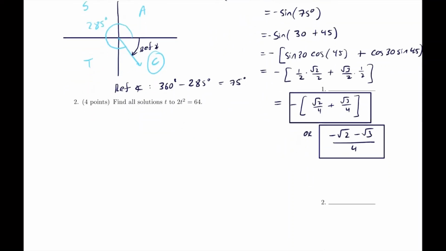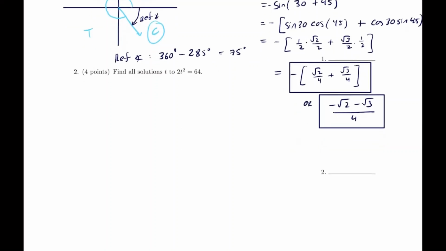Now take a look at the next problem. We want to find all solutions to this equation right here. Sorry for the overlap from the previous problem. So for number 2, we're going to find values for t that satisfy this equation. I'm going to go ahead and divide both sides by 2. So you'll have t squared is equal to 32.